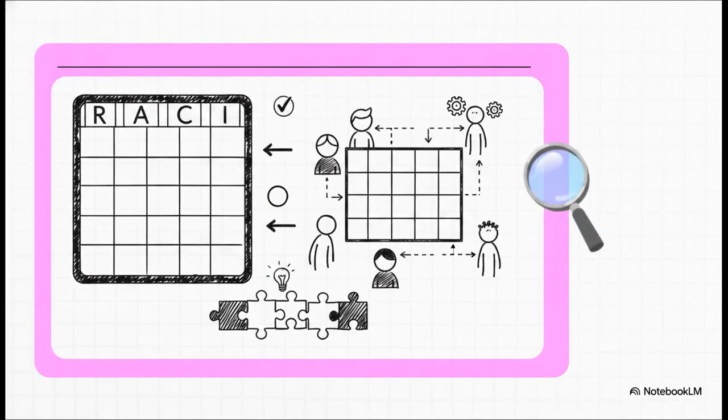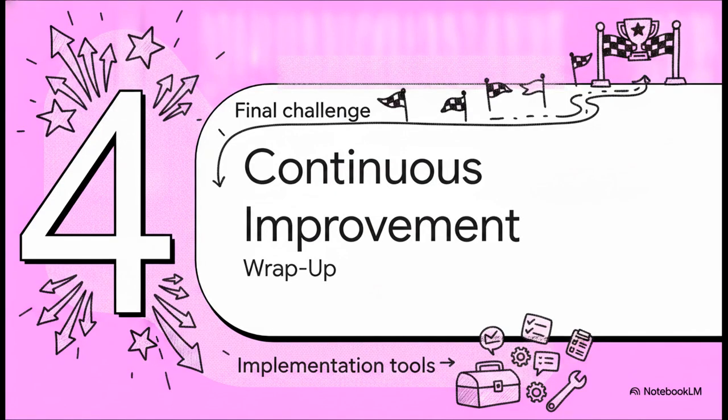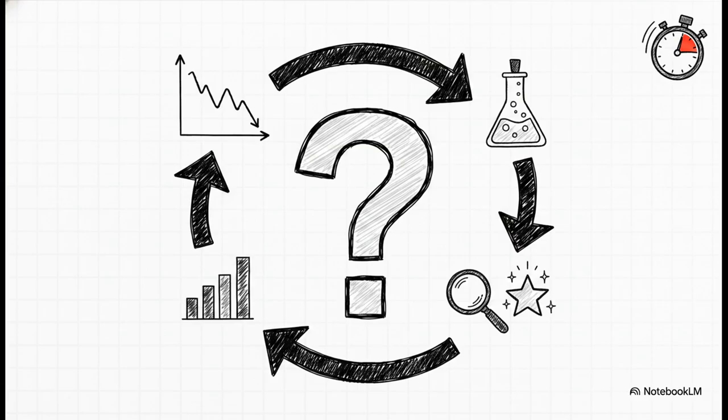You'd use a RASI matrix. A RASI matrix clearly documents each person's level of involvement and responsibility for project tasks. It perfectly aligns your team so everyone knows exactly what piece of the puzzle they actually own. Section 4, Continuous Improvement Wrap-Up. Because the work isn't done just because the project launched, right? Here is your final test, bouncing back to scenario 7.